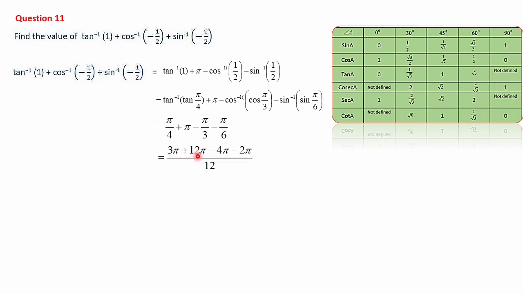So 3 plus 12 is 15, 15 minus 4 is 11, 11 minus 2 is 9. So we will get 9 pi by 12. Here you can cancel, since 3 is common in both numerator and denominator. When you cancel it, you will get 3 divided by 4. That is, we will get the final answer as 3 pi by 4.